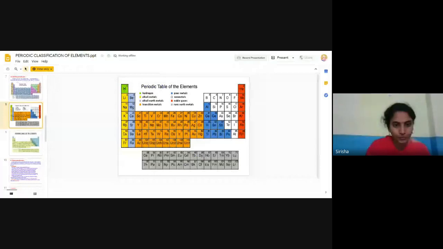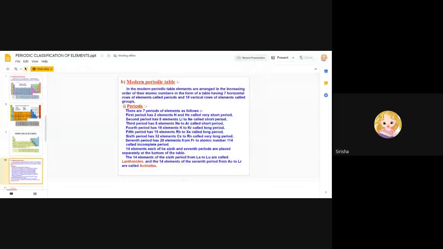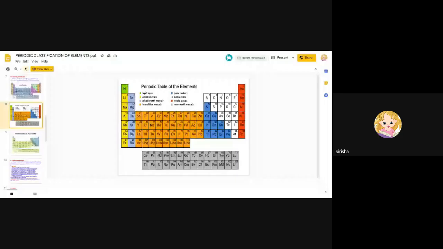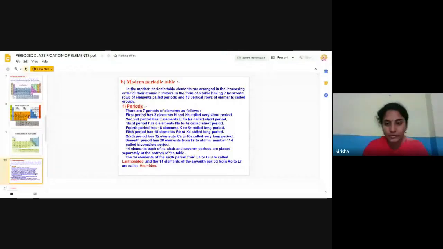The seventh period has 28 elements, from francium to atomic number 114, and is called an incomplete period. See here, the seventh period is called an incomplete period. 28 elements from francium to atomic number 114, that is, the elements which scientists have discovered so far.